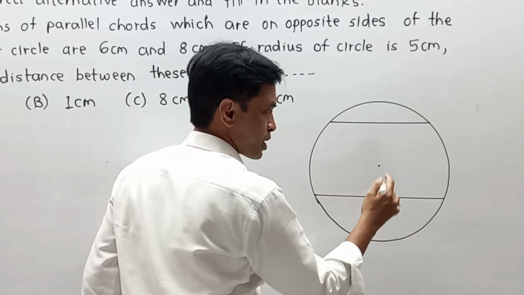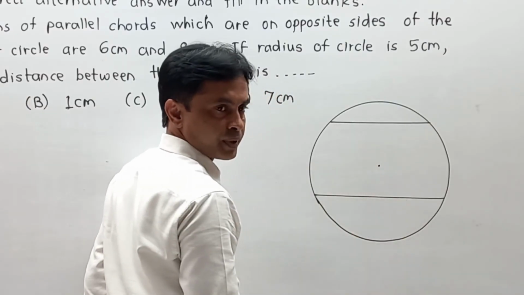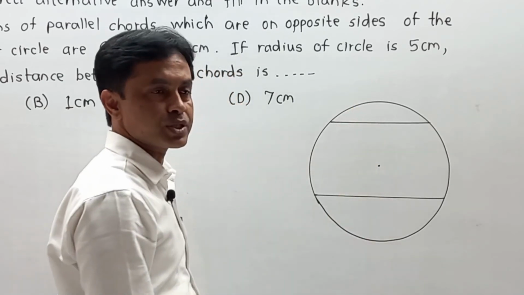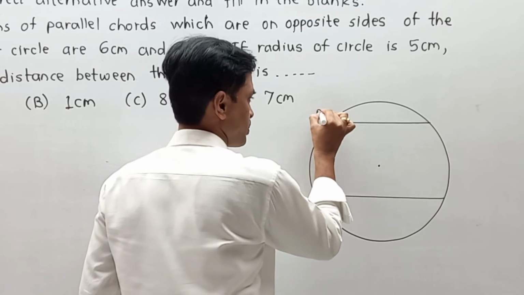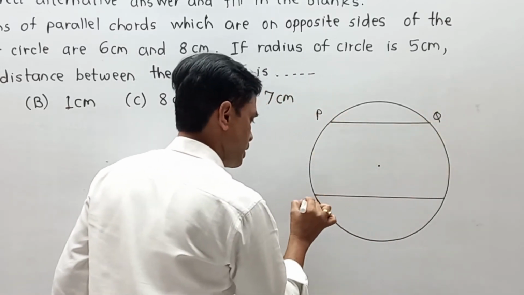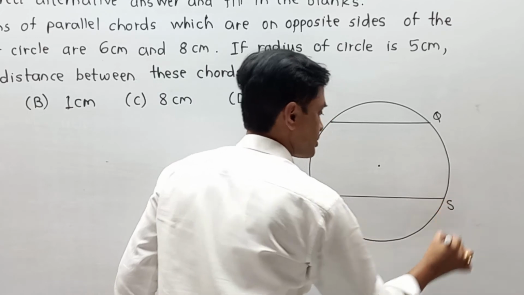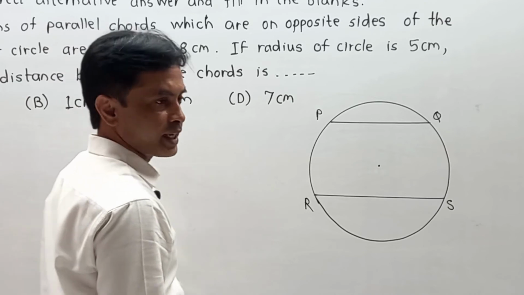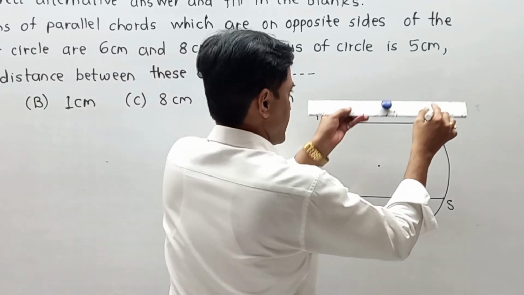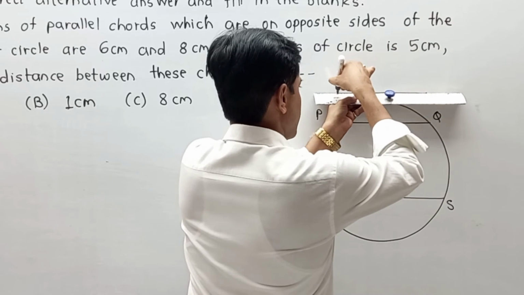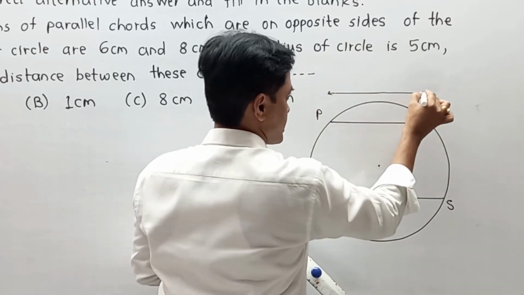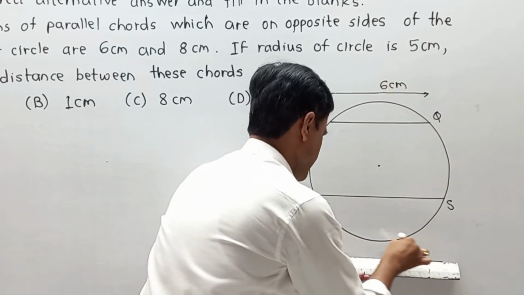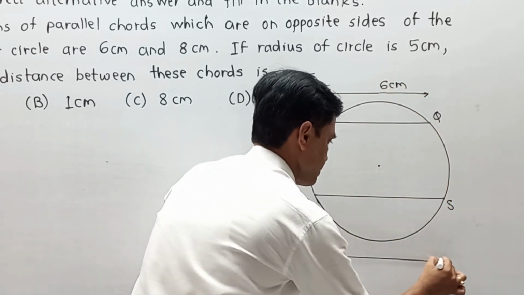These are the two chords and the center is over here in between. Means for the center, one chord is on this side and another chord is on this side. Let us say the first chord I am going to call PQ, and the second chord RS. As per the condition, the chords of the circle are 6 cm and 8 cm. No doubt this is smaller in length, so I want to say that this is 6 cm. Compared to that, this is longer in length, so I am going to call it 8 cm.